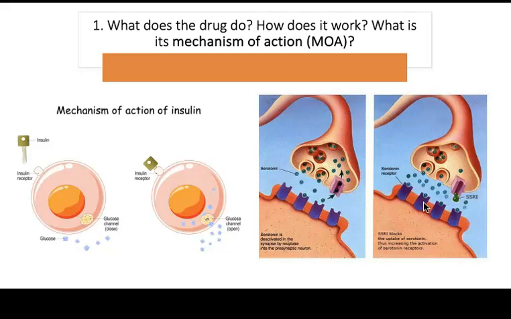So those are two ways that medications do their job. It's always good for the nurse and the nursing student to know what the drug does and how it works, because that's impacted by disease pathophysiology.